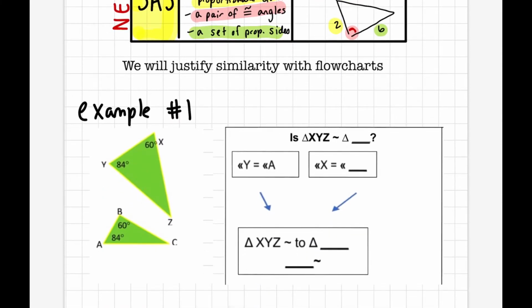So we're going to justify similarity with a flowchart. We're going to look at this example below, and we are just justifying similarity. We're using angle, angle, side, side, side, or side, angle, side. So I'm just going to write these three options here, just to know that we have these three tools we can potentially use.